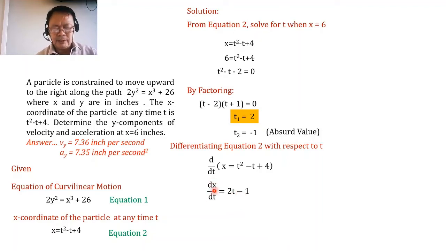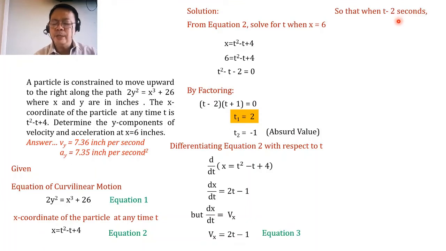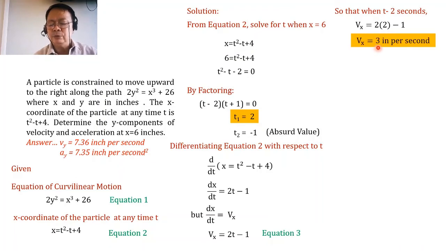But this dx over dt is actually equal to vx. Hence, we say that vx is equal to 2t minus 1. If the value of t which was earlier established is substituted here, we can solve for the x component of the velocity, and that is equal to 3 feet per second.